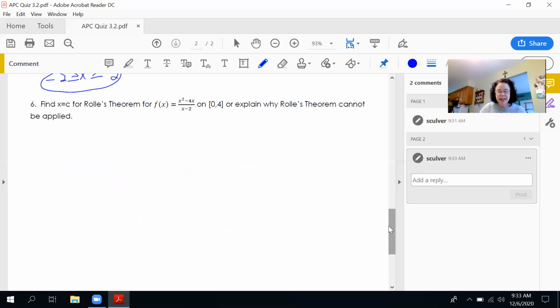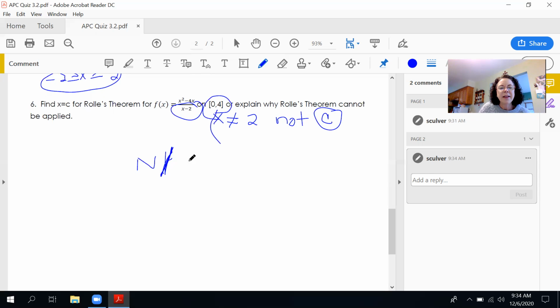6 cannot be applied either, though some of you really tried, right? Notice that, let's see if Rolle's theorem works here, right? From 0 to 4. I do see a problem, a denominator here. Notice that x cannot be 2 because the function is discontinuous, where the denominator is 0, and notice that 2 is in the interval from 0 to 4. So I cannot apply Rolle's.